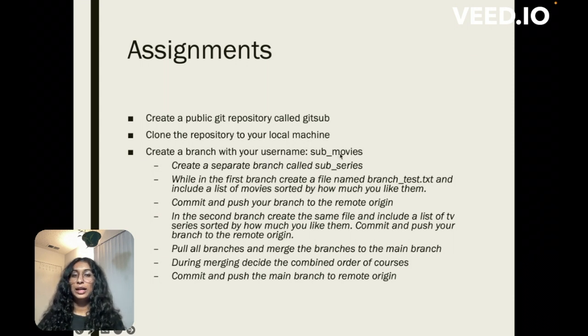You can call it submovies. You'll be creating another branch called subseries, so you'll be working with two branches. In the first branch, create a file named test.txt and include a list of movies sorted by how much you like them. That is the first part, and then you commit and push your branch to the remote origin. In the second branch, create the same file and include a list of TV series sorted by how much you like them. Commit and push your branch to the remote origin. Pull all the branches and merge them into the main branch. During merging, decide the combined order of the list, and commit and push the main branch to the remote origin.